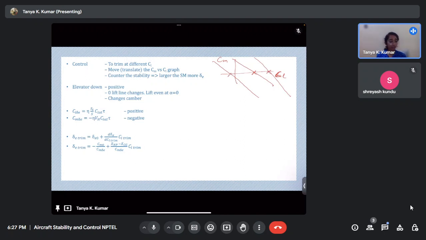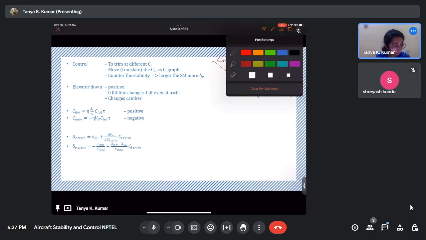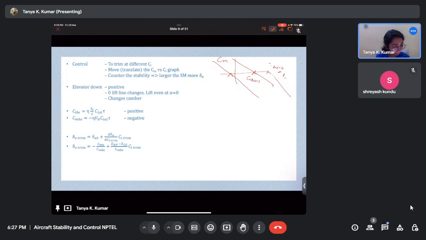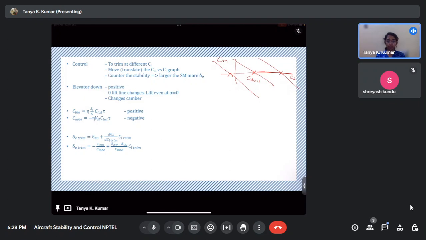If this was my initial CL trim 1, but now I want to trim at this CL trim, then I deflect the control surfaces. Here, although it looks like it, let me just rectify that, the slope doesn't change, alright? And this is CL. So the slope doesn't change when you deflect the control surfaces. Control surfaces do not affect stability in any way, okay? They only translate the graph, okay?